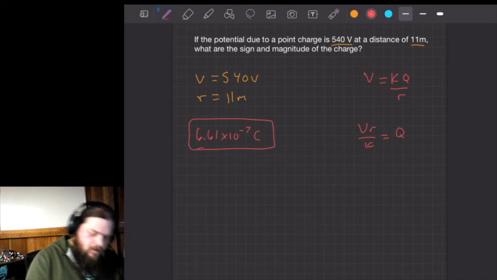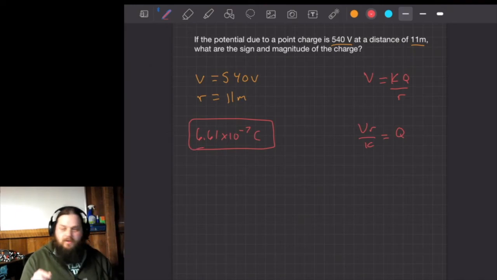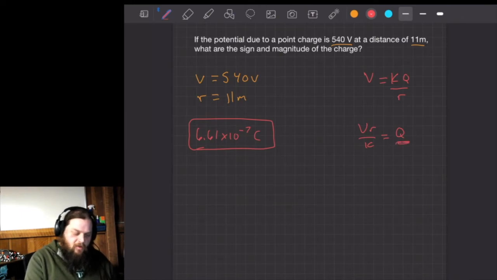So that's an application of using a point charge to find the voltage at a certain point, or using that voltage at a point charge to find the charge itself. So if you detect the voltage, you can then back calculate to find Q, the charge.